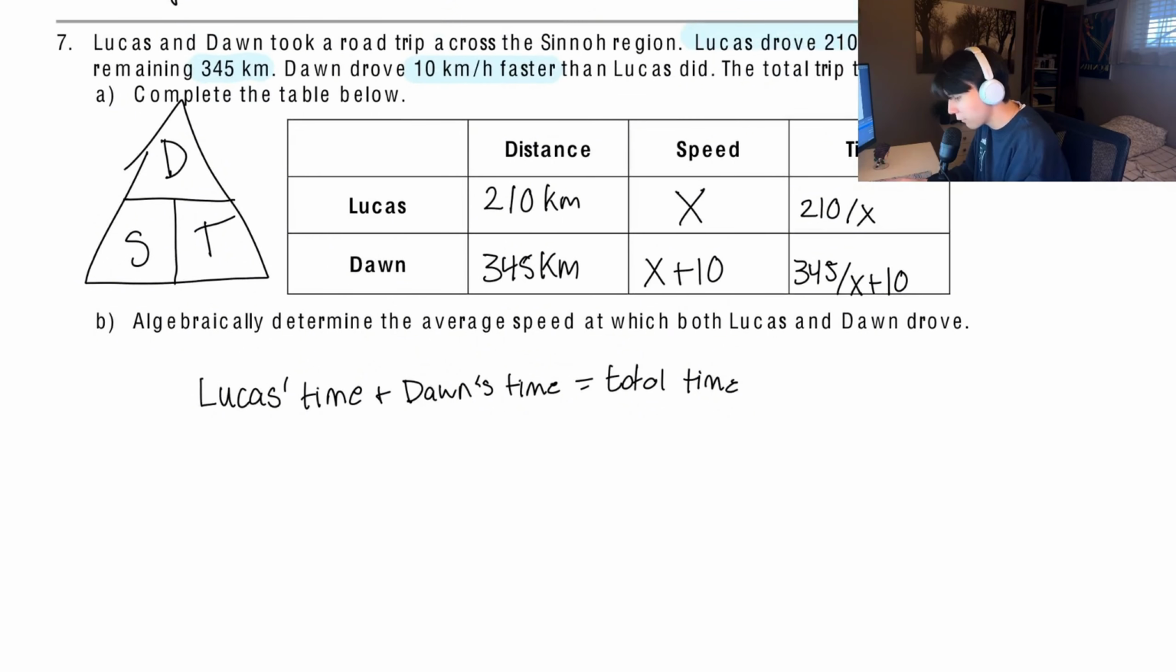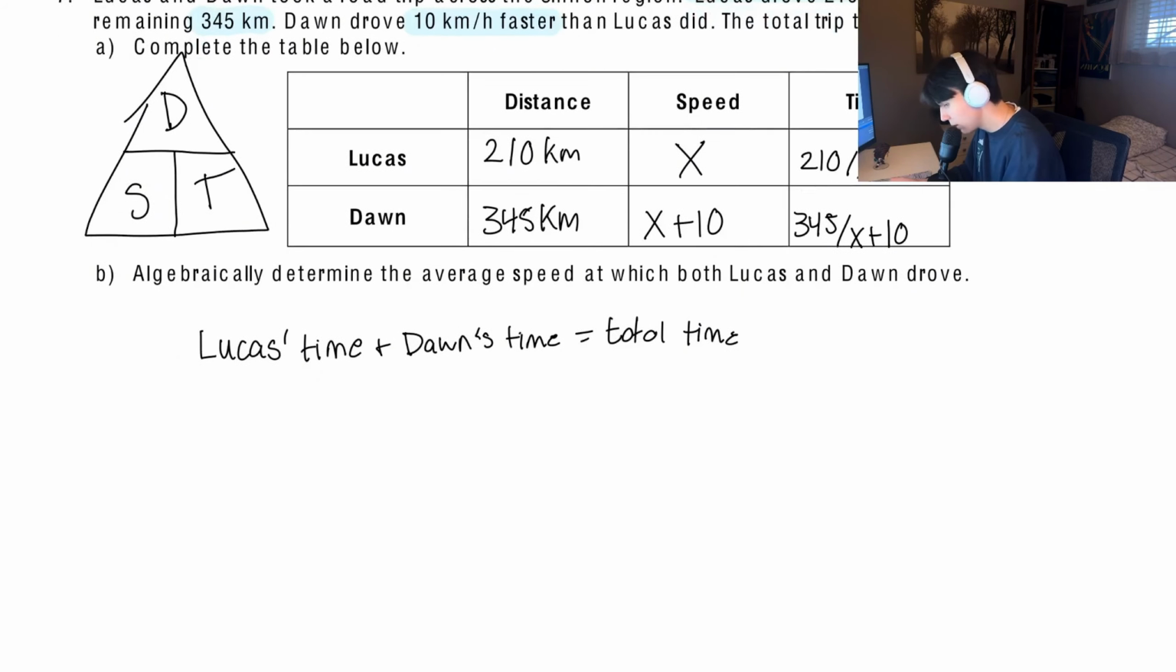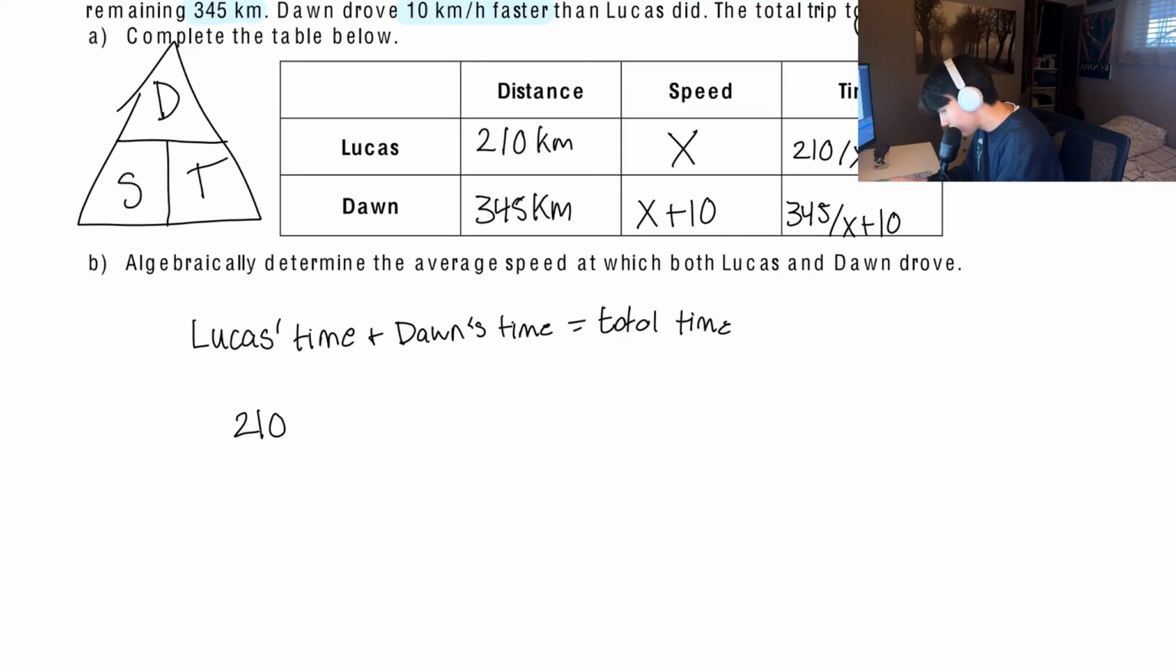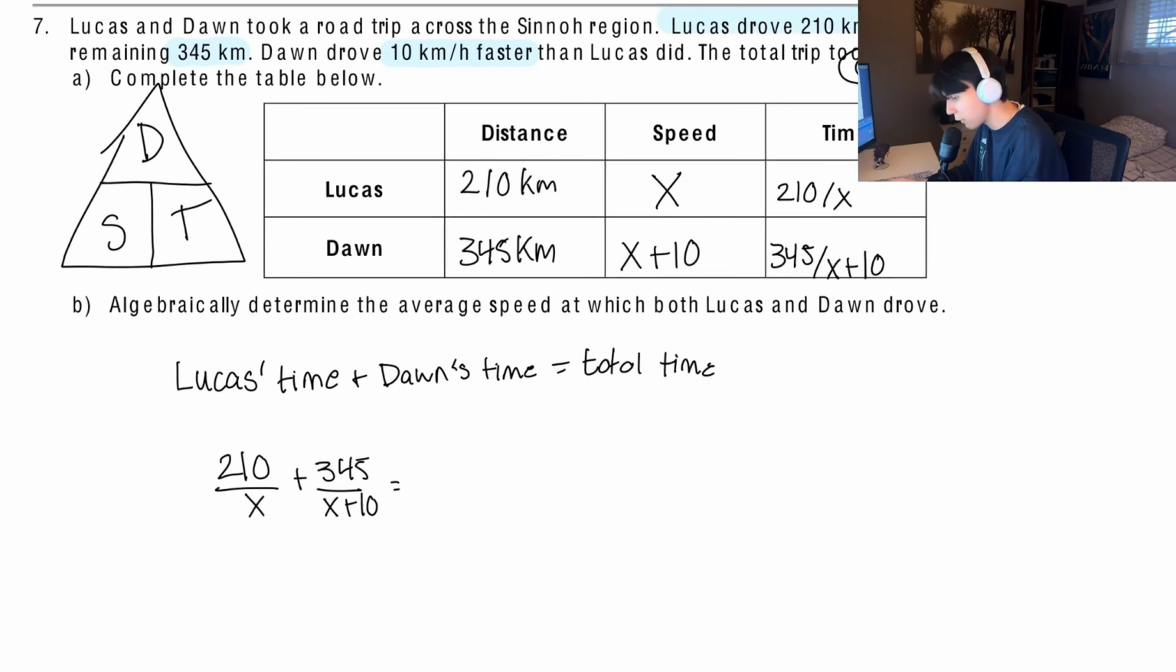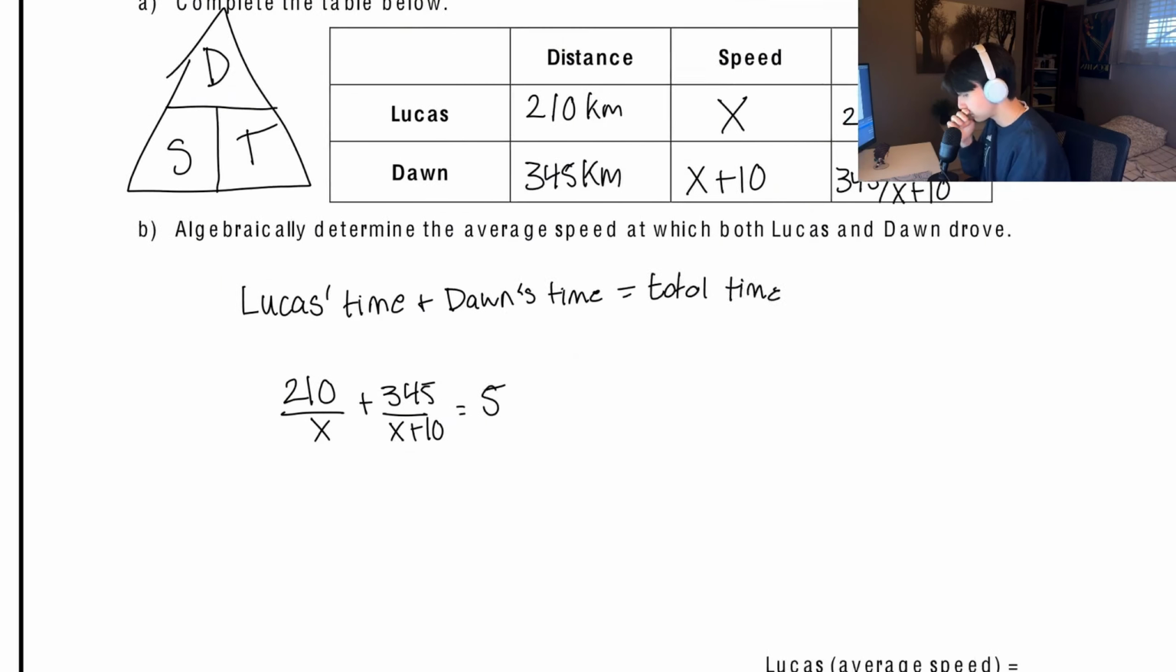Cool. This is where this 5 hours actually comes in now. So let's plug in Lucas's time. Lucas's time is going to be 210 over x plus 345 over x plus 10. And this is all going to be equal to our total time, which is 5 hours. So we'll write that as 5.